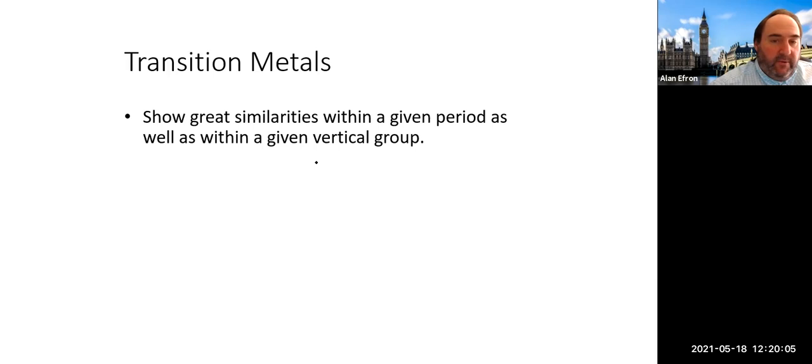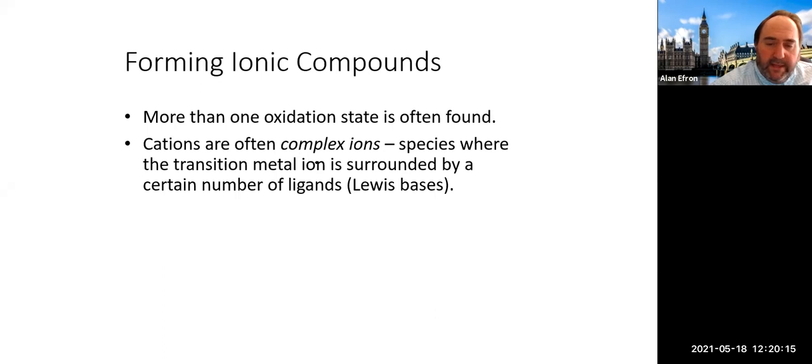So within a group or a column on the periodic table, transition metals do show very similar properties. When they do form ionic compounds, they can have multiple oxidation states. And a lot of times these transition metals are often involved in complex ions. We talked a little bit about complex ions when we did KF in whatever chapter it was, 15 maybe.